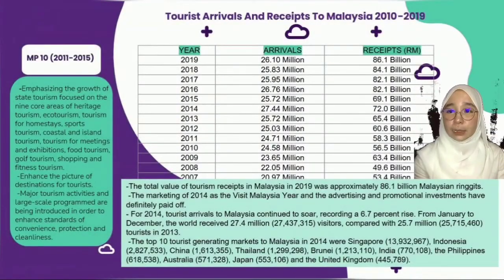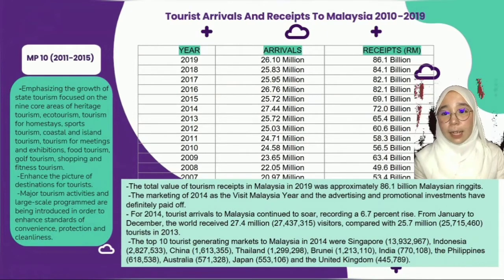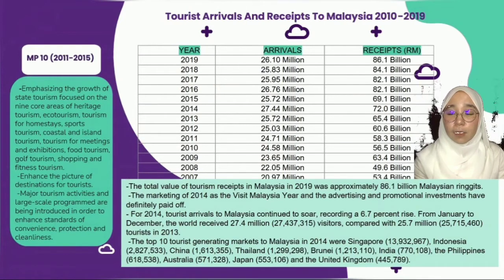Okay, for MP10, the last one, is 2011 until 2015. Emphasizing the growth of state tourism focus on the nine core areas of heritage tourism, eco-tourism, tourism for homestay, sport tourism, coastal and island tourism, tourism for meeting and exhibition, food tourism, ghost tourism, shopping and fitness tourism. The second one is enhance the picture of destination for tourists. The third one is major tourism activity and large-scale programs are being introduced in order to enhance standard of convenience, protection and cleanliness.